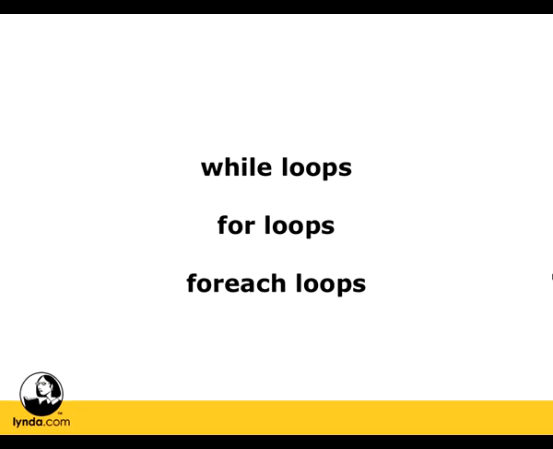At the beginning of this chapter, we said that there were 3 different types of loops: while loops, for loops, and for each loops. In the last movie, we looked at while loops, and we got an understanding of how those work. Now let's take a look at for loops.